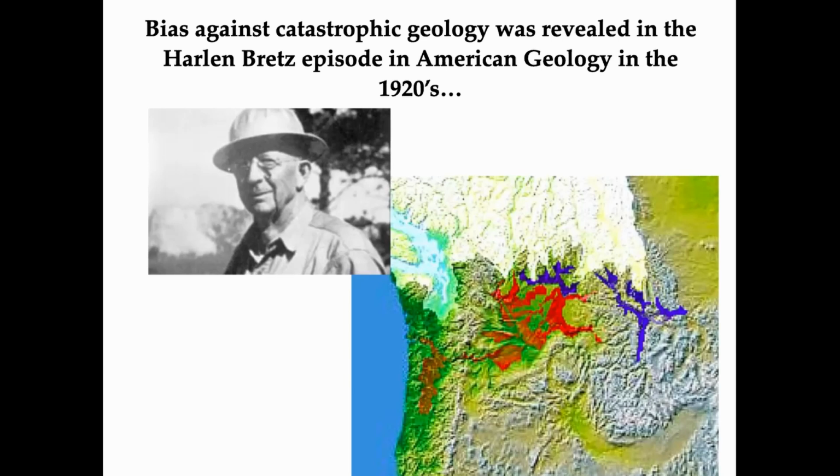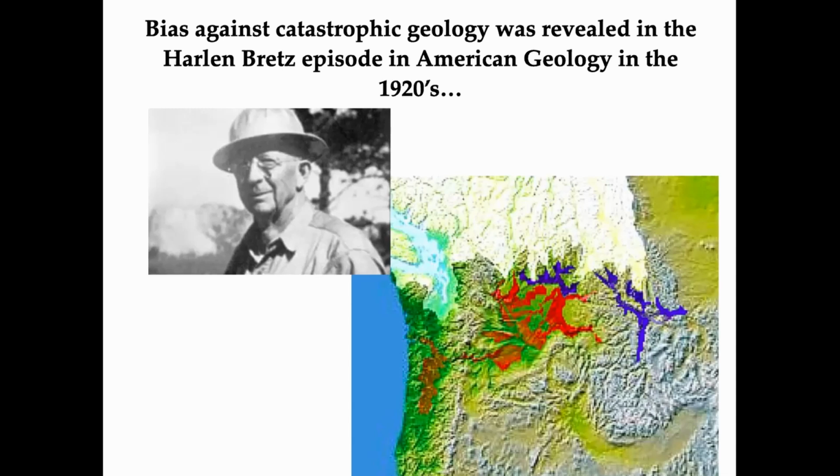And before that, there was a view of geology called catastrophism. And in the 1920s, there was a very famous episode in American geology where this bias against catastrophism was really a black eye in the history of the modern American geological community. So Harlan Bretz was a geologist working up in the Pacific Northwest, primarily Washington State, in the scablands of Washington State.